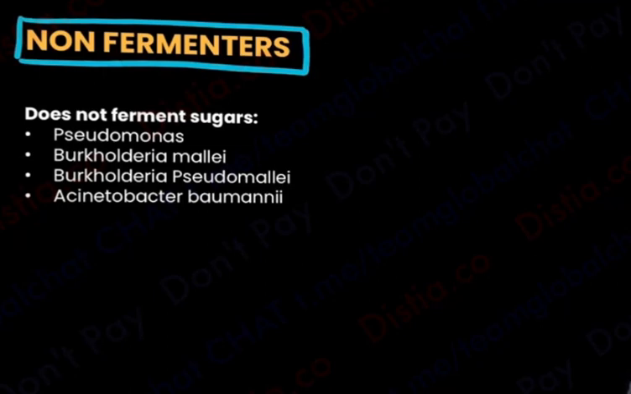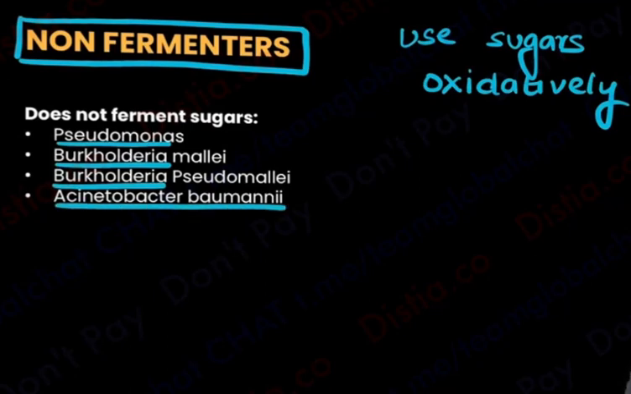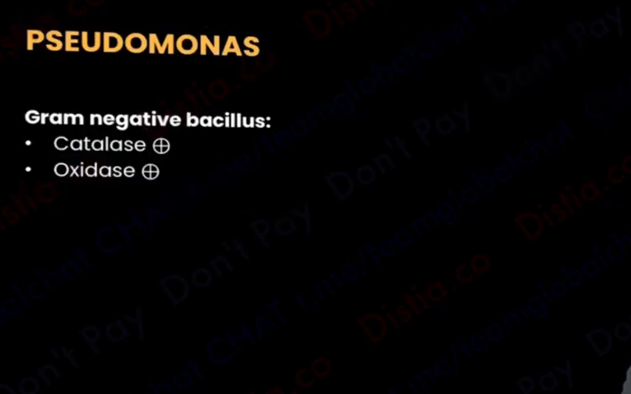Non-fermenters means they will use sugars oxidatively. They are non-fermenters. That includes Pseudomonas, different types of Burkholderia, mallei, pseudomallei, cepacia and all. And if you want to read, there is something called Acinetobacter baumannii. So obviously the most important out of these will be Pseudomonas. I'm starting with that, but most of the things about Pseudomonas you have read.